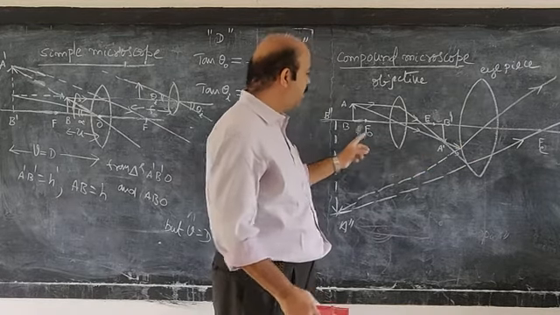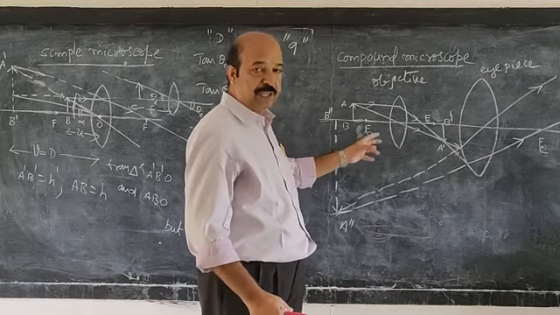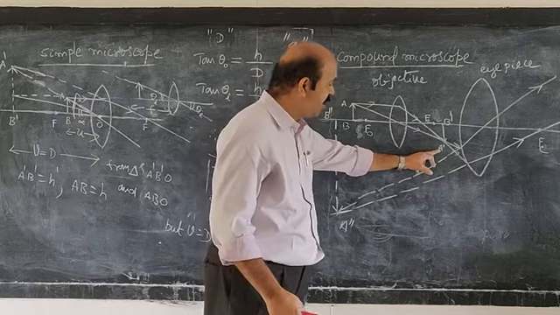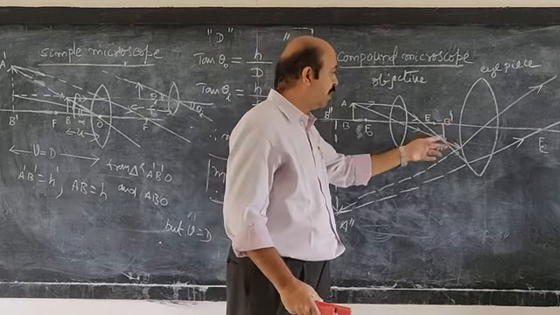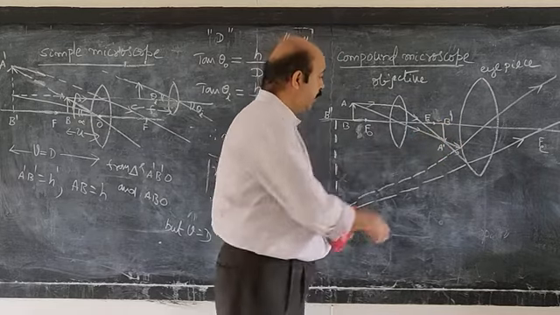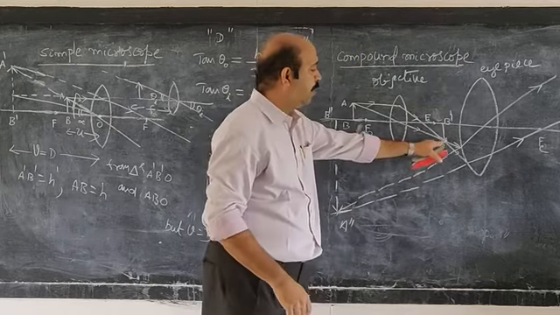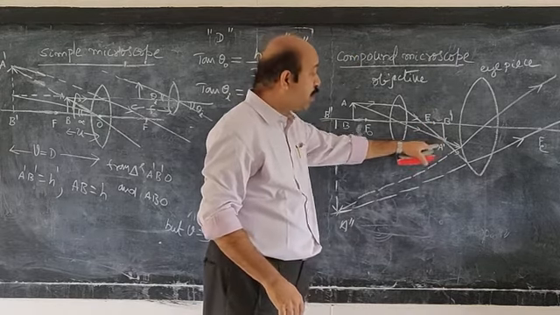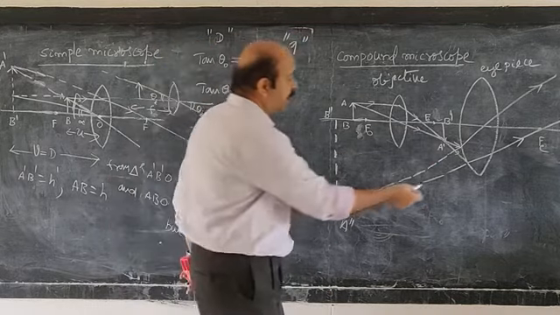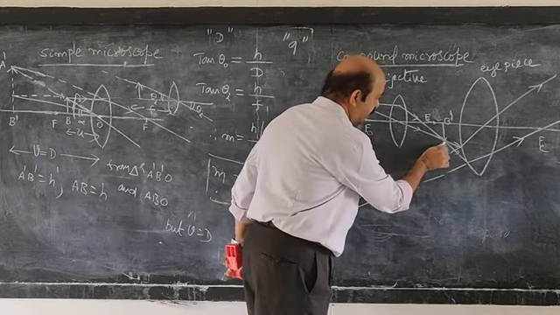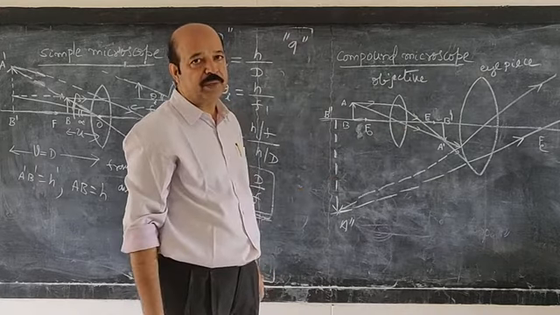Now the distance between the object and the objective is adjusted such that this A dash B dash is formed very near to the eyepiece, at a distance less than its focal length, because this is the focus of the eyepiece. So you will get an image which is nothing but a virtual image. A virtual magnified image is formed because this image acts as object for the eyepiece. It works like a simple microscope.